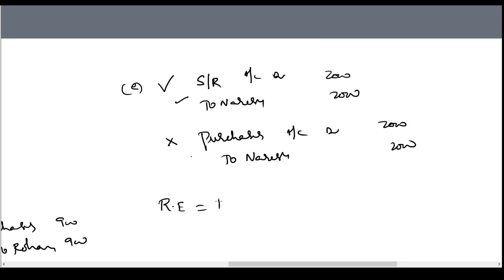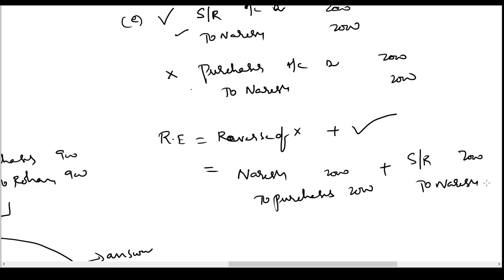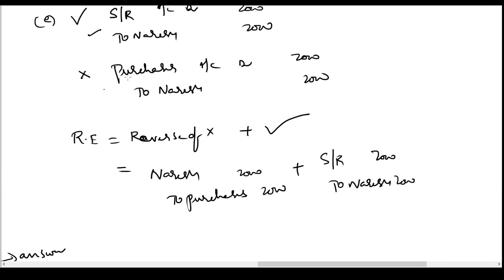Rectification entry would be reverse of wrong plus correct. Reverse of wrong is Naresh to purchases 2,000, plus correct. Correct entry, sales returns to Naresh 2,000. So reverse of wrong entry is Naresh to purchases, and the correct entry we have to pass is sales returns to Naresh.